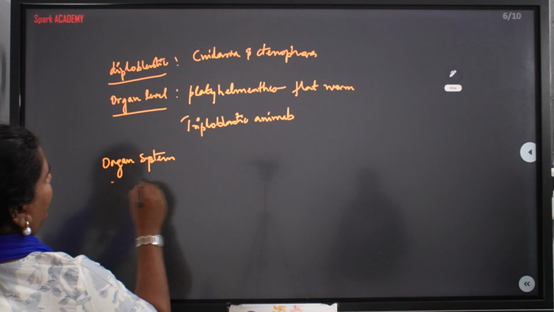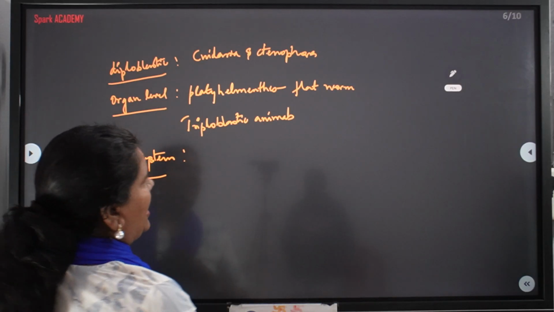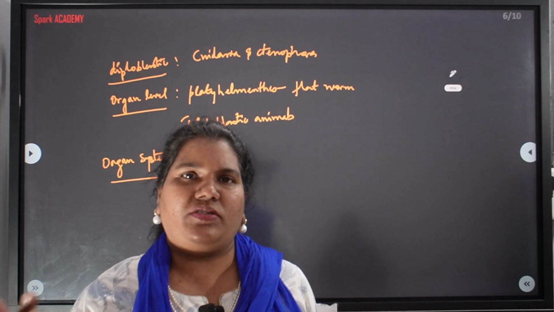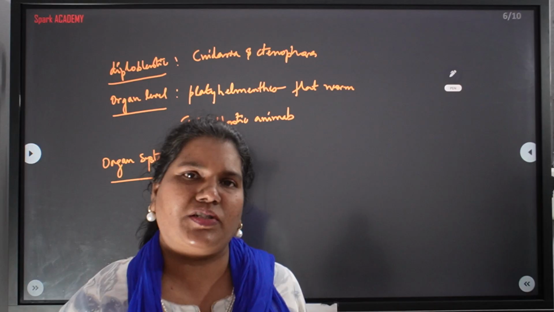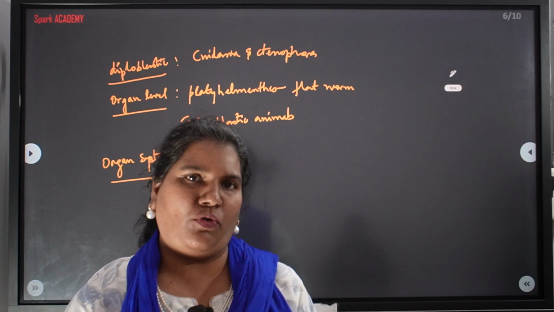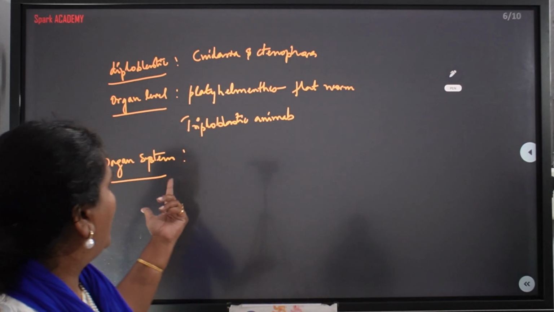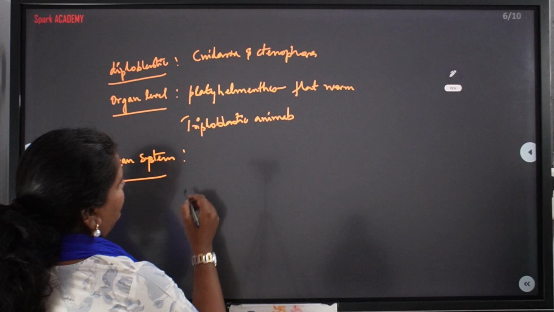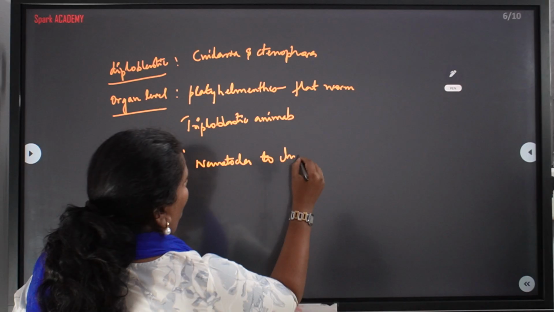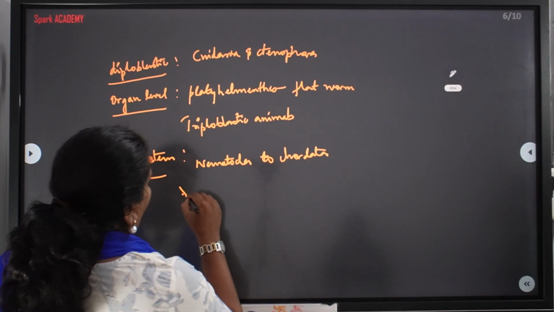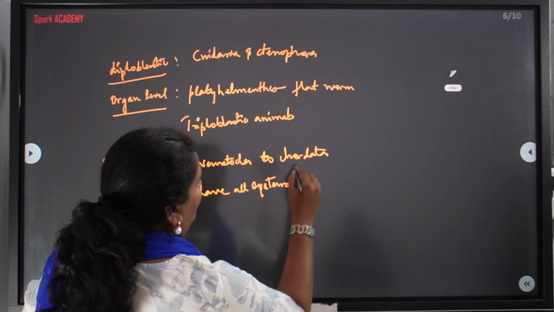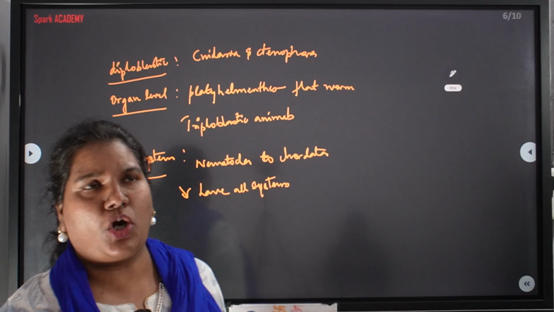Organ system level ante entamma? Organ system level ante ee animals lo we see all systems like what? Digestive system, respiratory system, reproductive system, right? Excretory system. A systems anedi ante group of organs forming a system we see from organ system level of organization. And what are the examples? Nematoda nunchi nematoda to chordata. So what do they have? They have all systems, and that too when you see in chordates, they are all well developed systems, complex systems, right?